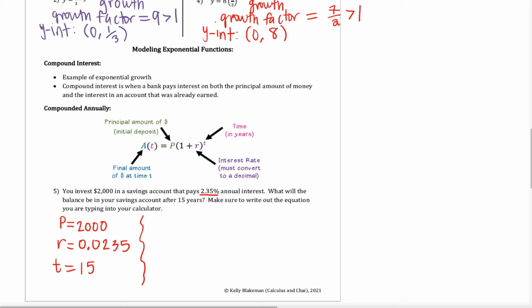We want to find A of t, or in this case, A of 15, since we're investing it for 15 years. That's going to be equal to the principal amount of money of 2,000 times the quantity 1 plus our interest rate converted into a decimal, 0.0235, raised to the number of years, which would be 15. This setup I need to see on your paper in order for you to get credit or any points on a problem like this. From here, we'd then use our calculator to calculate it.